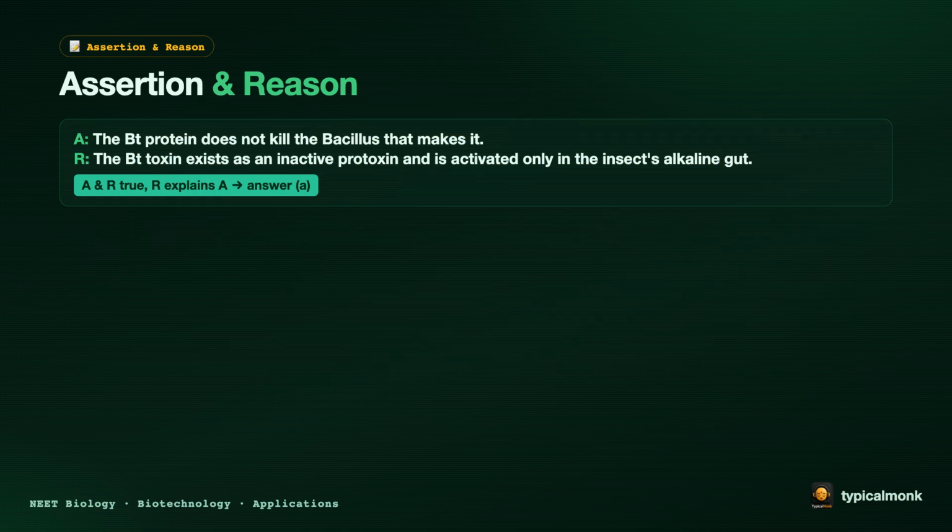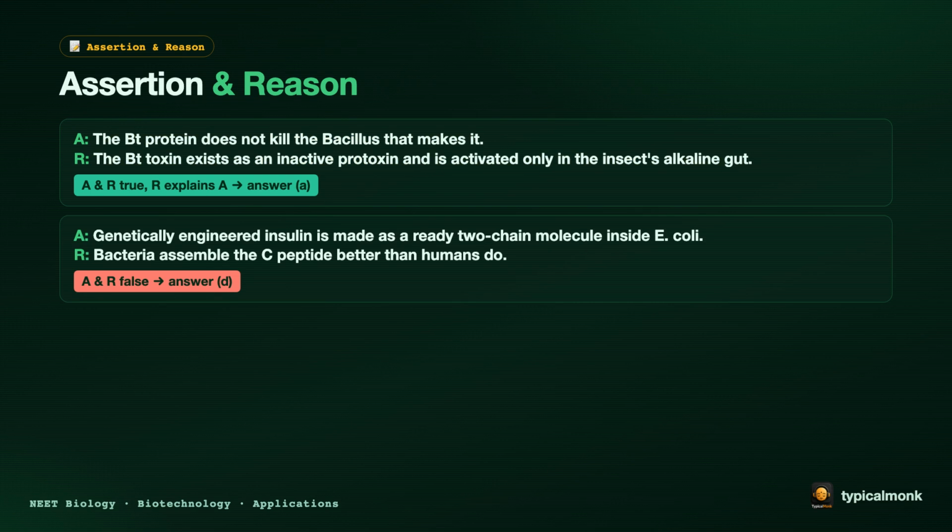Now the first drill, assertion and reason. Each time, ask, is A true? Is R true? And does R explain A? First, A, the Bt protein does not kill the bacillus that makes it. R, the Bt toxin exists as an inactive protoxin, and is activated only in the insect's alkaline gut. Both are true, and R correctly explains A. So the answer is A.